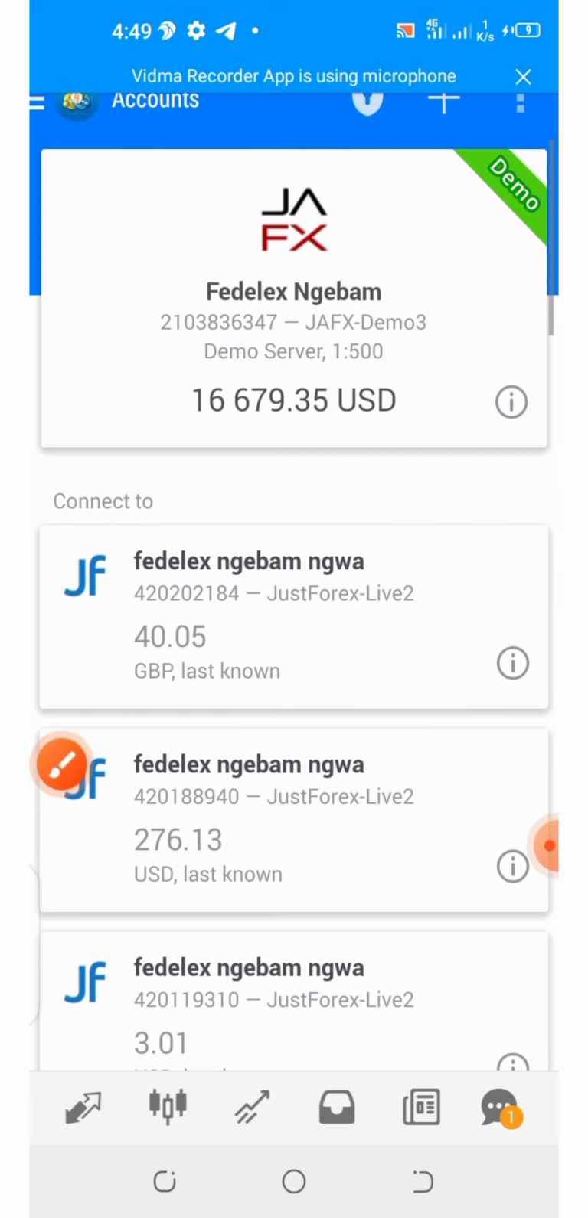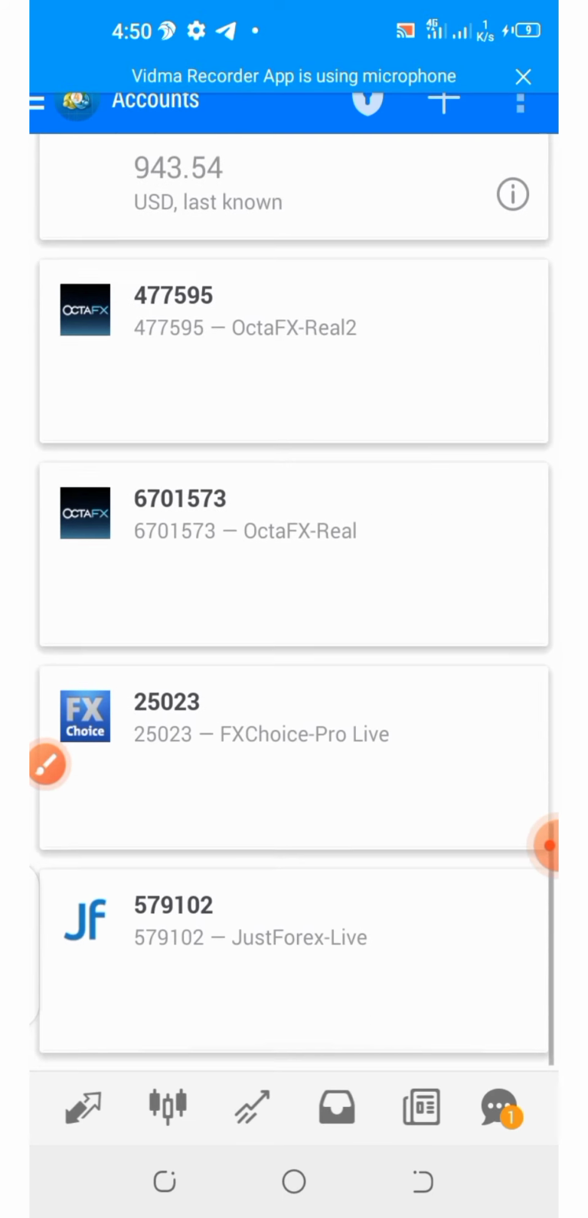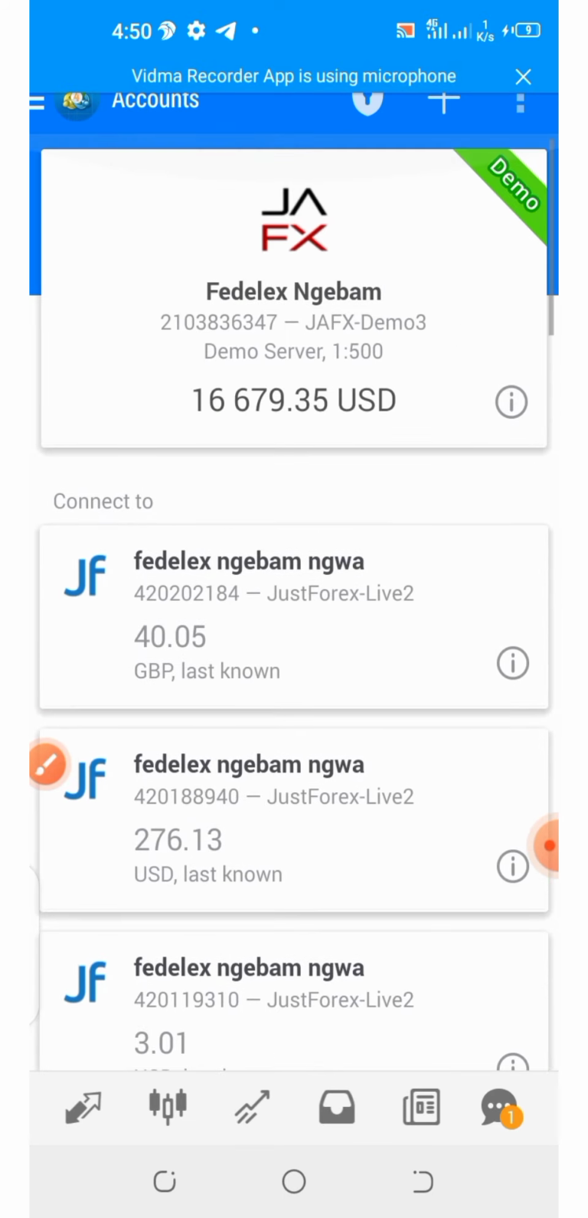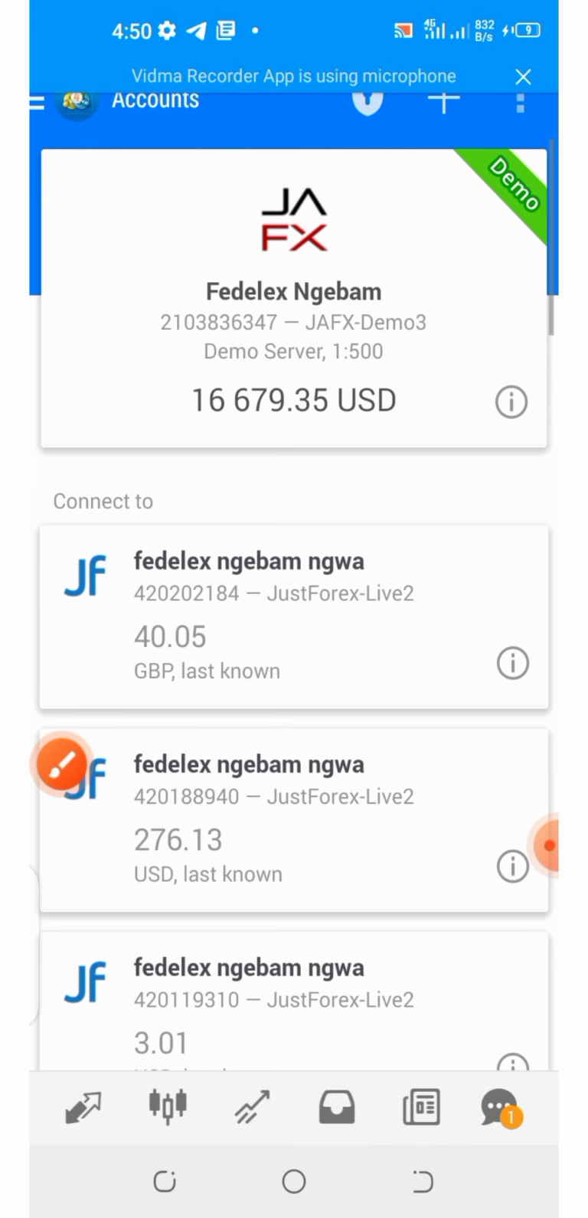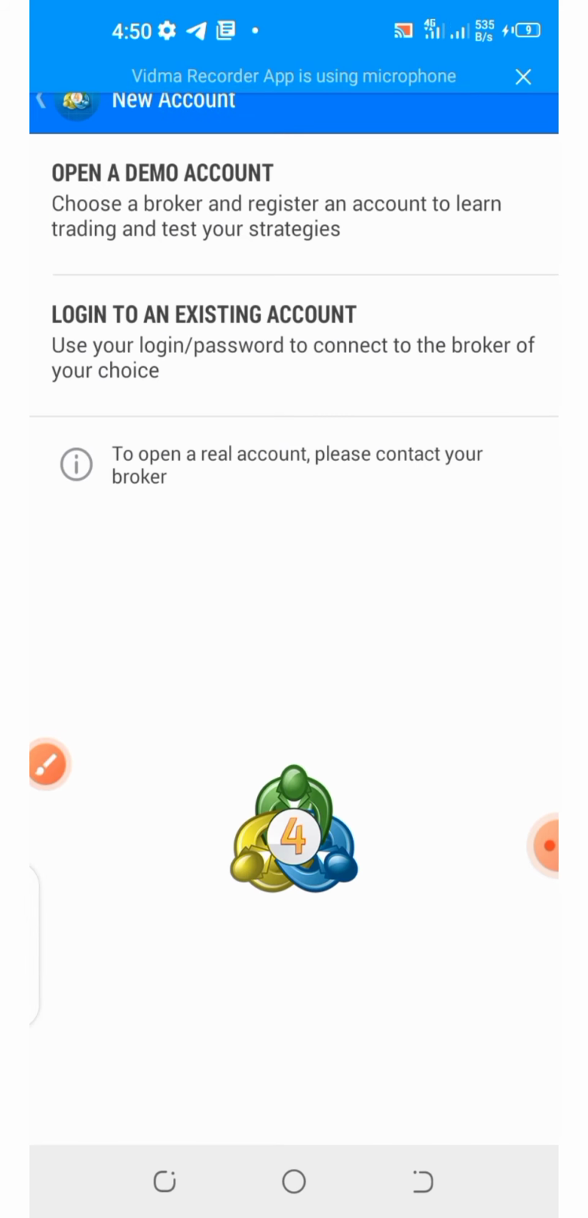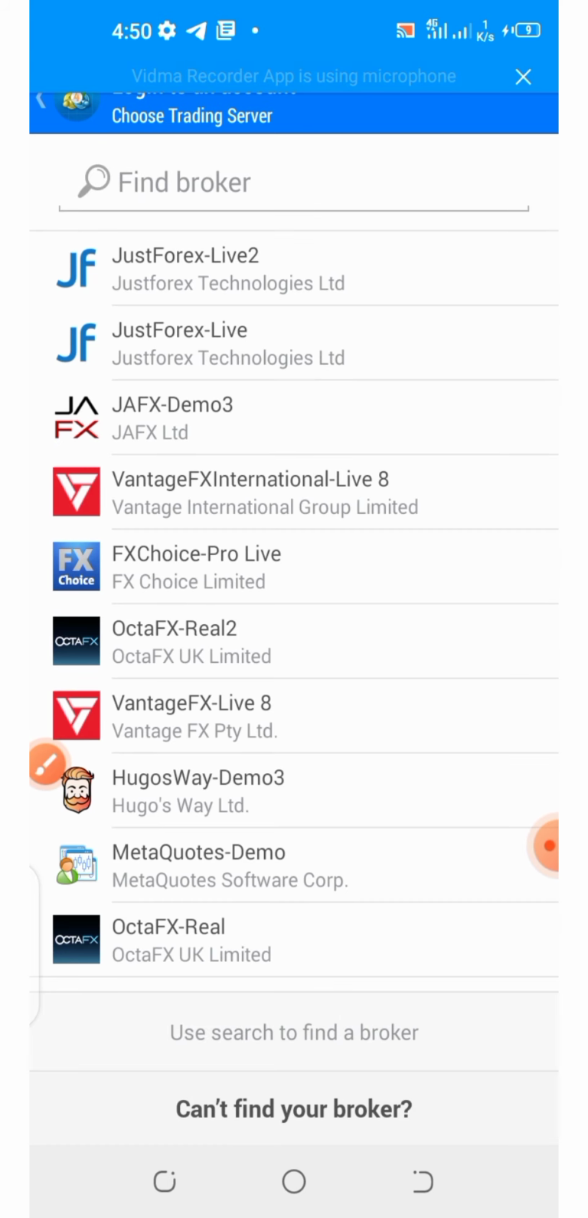When you click on manage account, the different accounts open. When the accounts open, you click on the plus sign here. This is it. So you click on the plus. When you click on the plus, you have open a demo account and log into an existing account. Now click on log into an existing account. Then you type the broker.